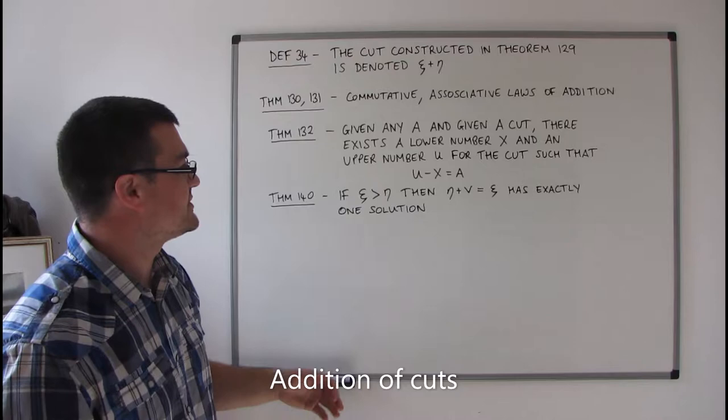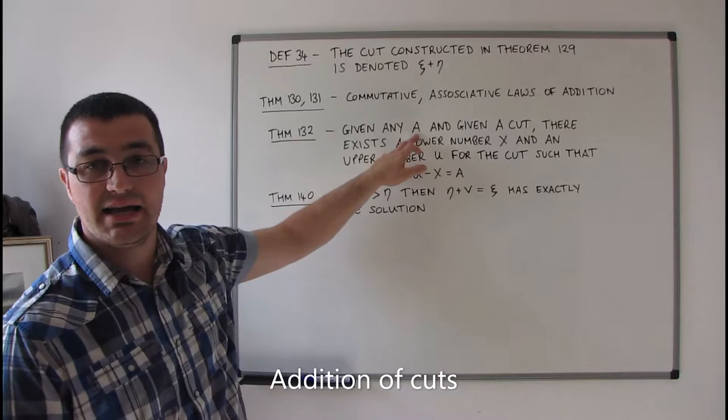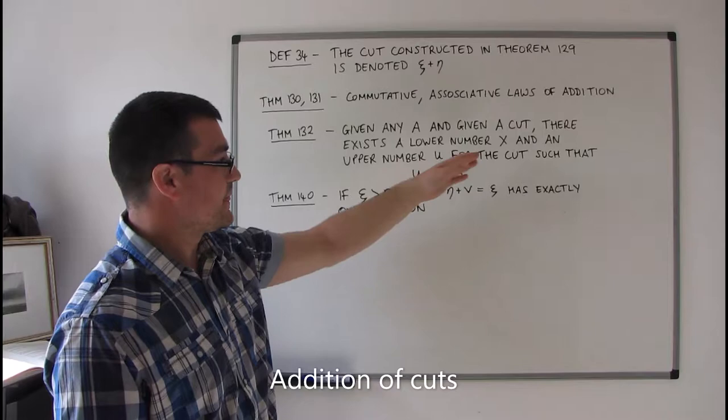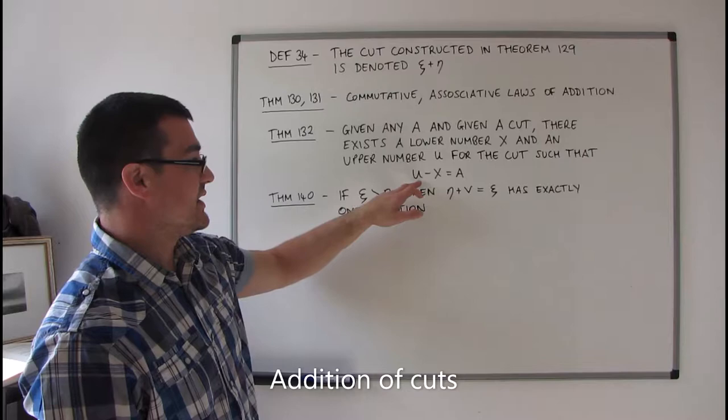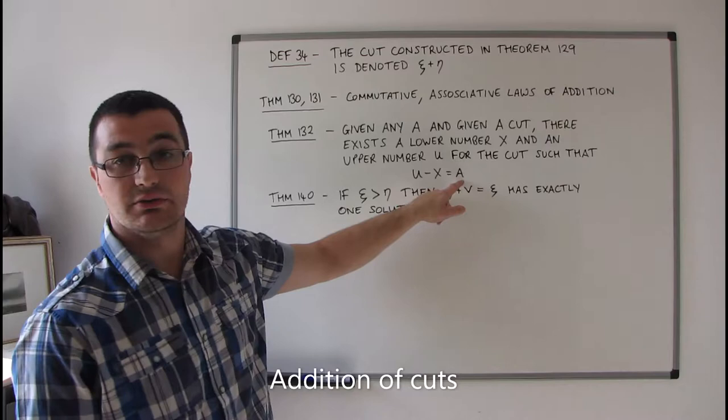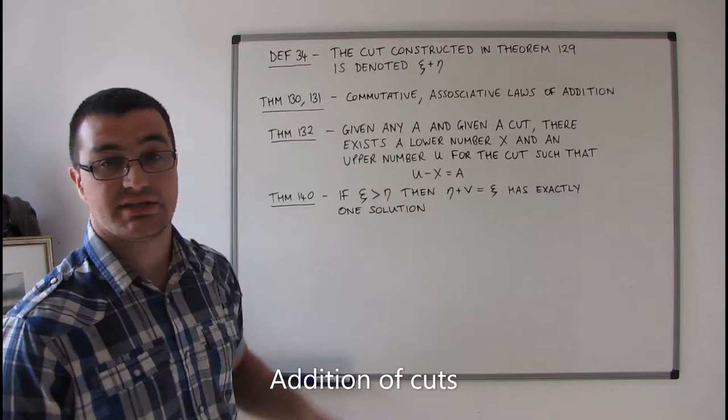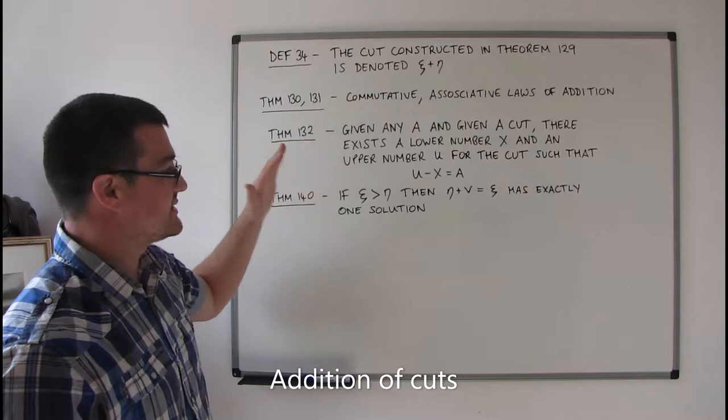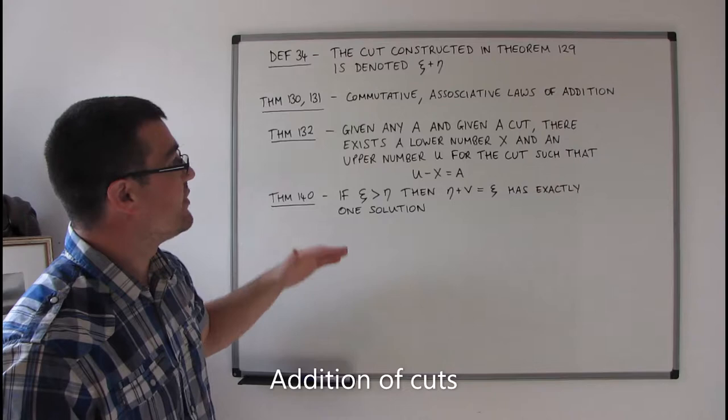I'm not going to go through the proof of it, but it simply says that given any rational number A and given a cut, there is a lower number x of the cut and an upper number u for the cut, such that the difference, or the upper number minus the lower number, is equal to the rational number. So I guess it's quite an interesting theorem. It's not unexpected in any way. Like I said, I'm not going to go through the proofs. I want to get moving on to the more interesting stuff, really.